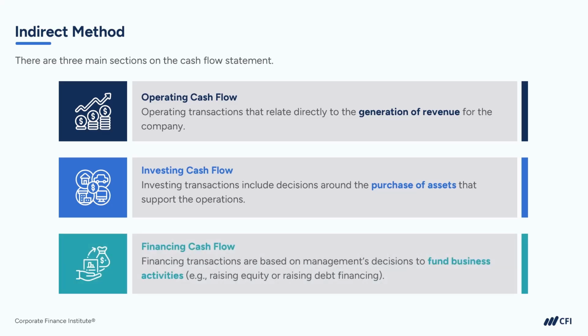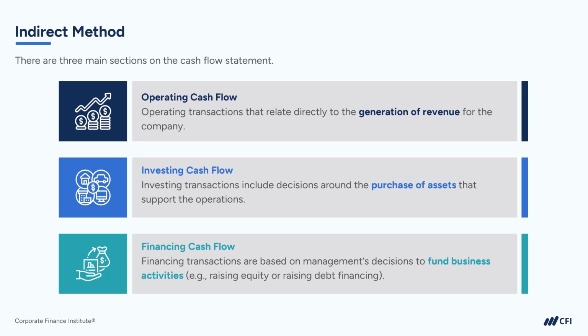Finally, we have financing transactions, which are based on management's decisions around how best to fund its business activities. A business typically has two standard sources of funding: raising equity from shareholders by issuing shares, or raising debt finance by borrowing from financial institutions like banks and credit unions. These cash flows are all captured in this section of the cash flow statement. Now let's work through each of the three sections in a lot more detail.